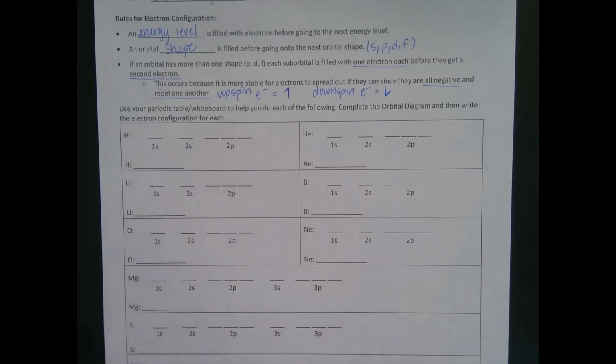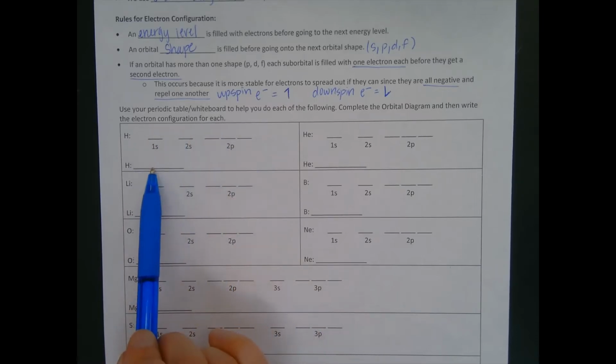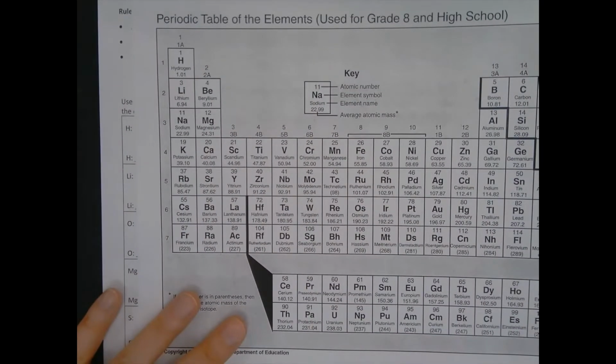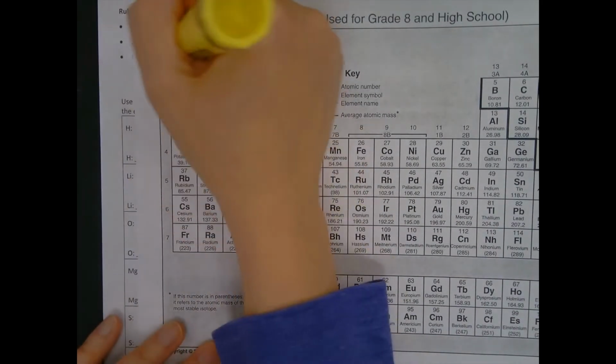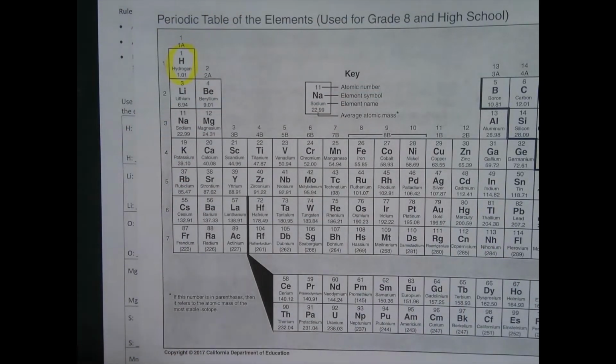What you're going to end up seeing is that we write electron configurations just as if we're reading a book. Okay, so this is going to end up being our orbital diagram, and then we will write our electron configuration here. So let's start with hydrogen. Okay, so looking at the periodic table, I've got hydrogen in this first block. Okay, it's my very first element.